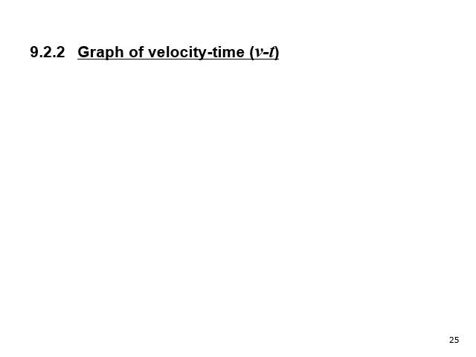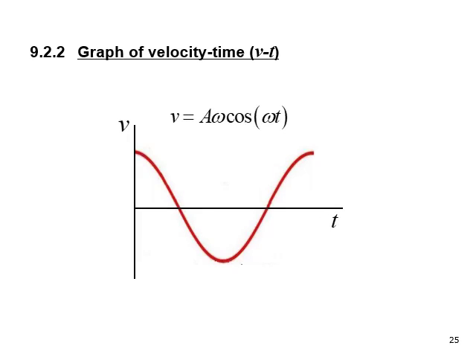Next, graph of velocity against time. Since v is equal to A omega cos omega t, hence the shape of the graph is positive cosine graph. The peak value of the y-axis represents the value of maximum velocity, which is equal to A omega.